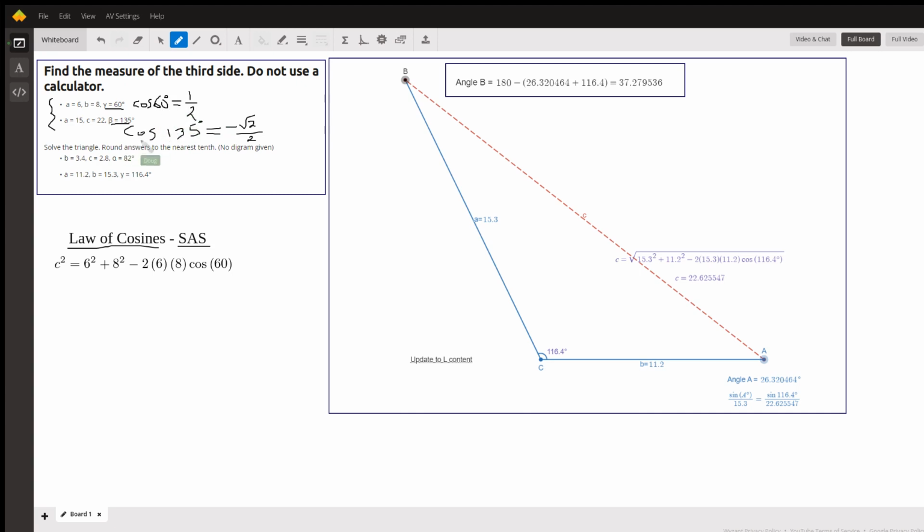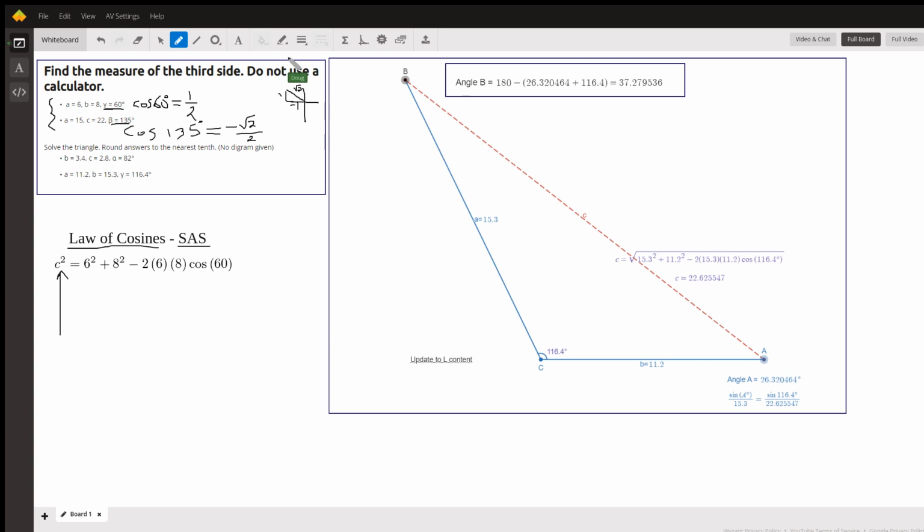45 right triangle and the unit circle, because 135 is over here. And a 45, 45, we've got the legs are equal, and the hypotenuse is the square root of 2. So the cosine of 135 is negative radical 2 over 2. And here's what solving that first one would look like using the law of cosines. C is the missing side opposite the Greek letter gamma.